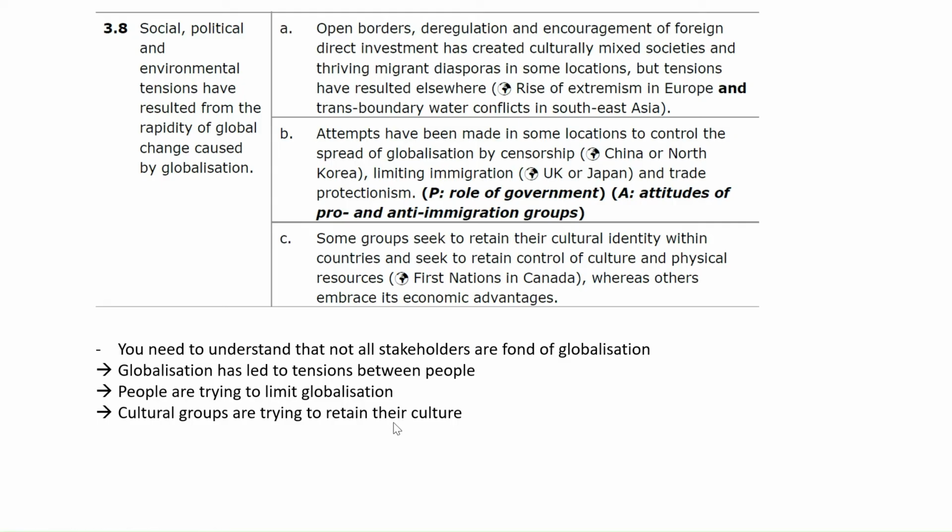So let's move on to 3.8. Here we have 3.8. Social, political, and environmental tensions have resulted from the rapidity of global change caused by globalization. As I said before, globalization is oftentimes in textbooks portrayed as a positive thing, but you need to understand that not all stakeholders are fond of globalization. The things you need to know are that globalization has led to tensions between people, people are trying to limit globalization, and cultural groups are trying to retain their culture.